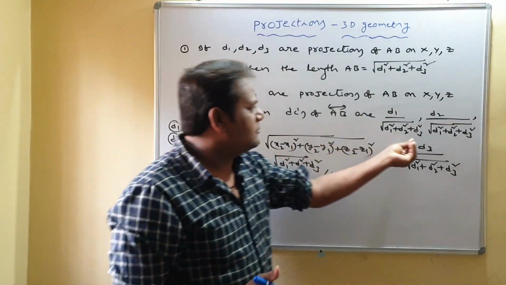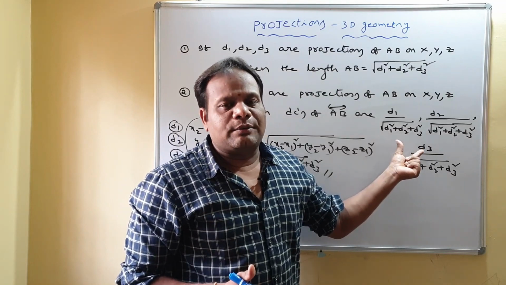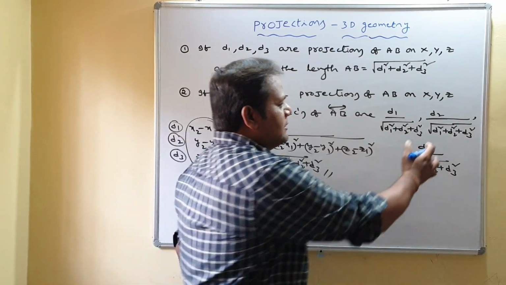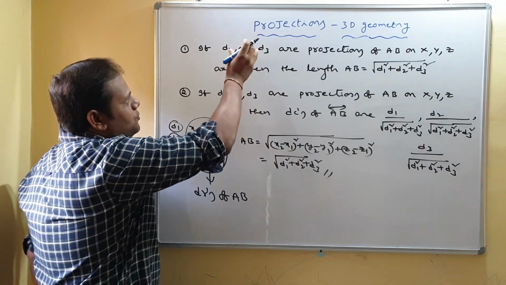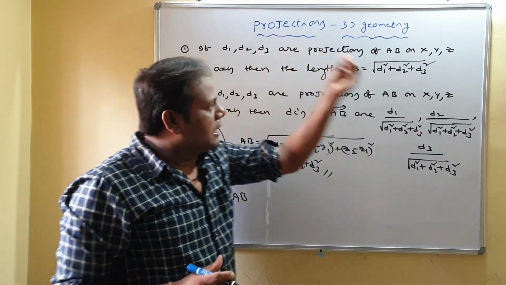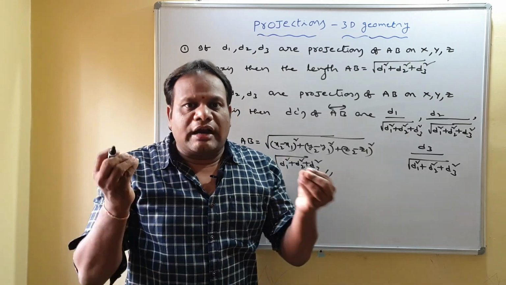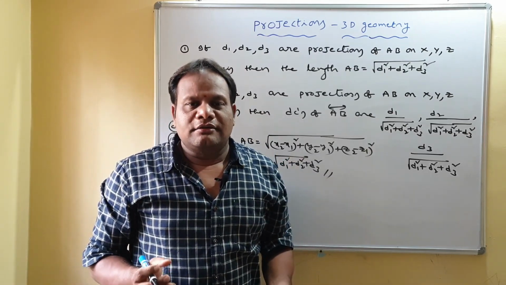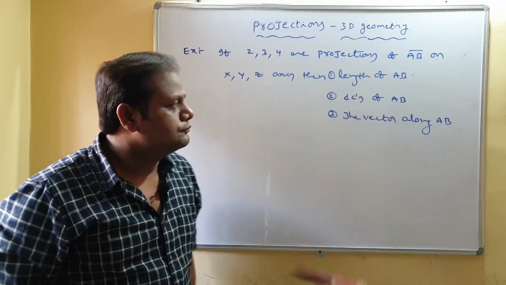So I have taken the DCs as d1 by root over d1 square plus d2 square plus d3 square, and so on. So by giving projections on the xyz axes, one can ask you what is the length of the line segment, or what are the DCs of that line.